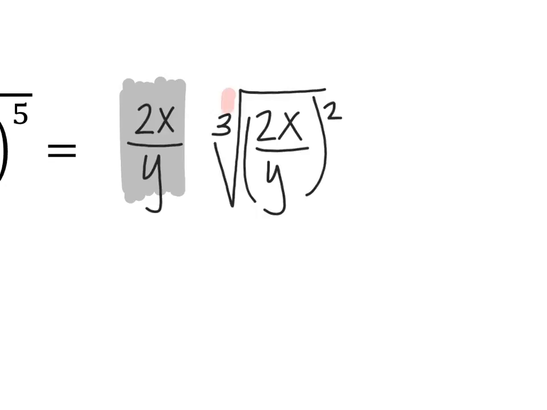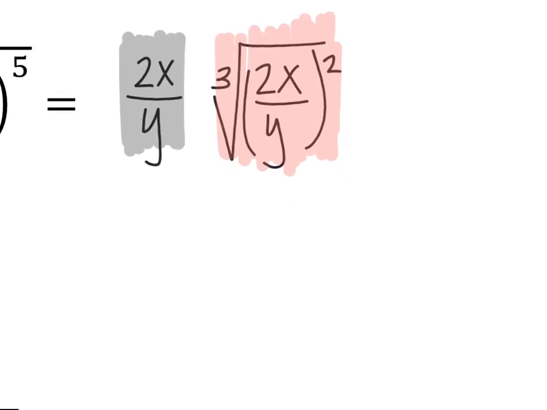I'm only focusing on this because this is where my problem is. The problem is that I have this y in the denominator and I can't have that. So I'm going to focus on just the cube root of 2x over y squared. I'm going to rewrite this as two things: the cube root of 2x squared, quantity squared, over the cube root of y squared. I'm writing it as these two so that you can see where exactly the problem lies.